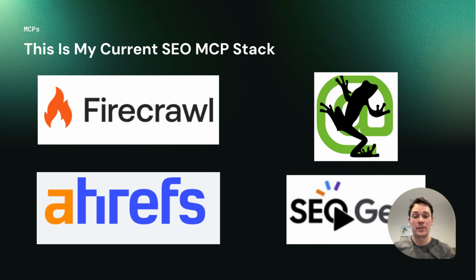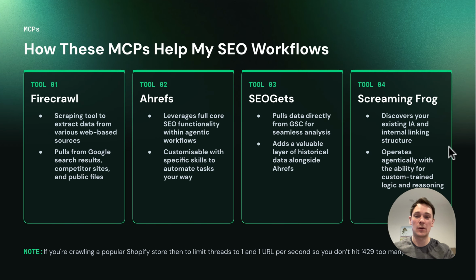So now for MCPs, this can layer on top of your markdown files to use the tools effectively with that context. So I've been using Firecrawl, Screaming Frog, Ahrefs, and SEO Gets. And how we've been using this is Firecrawl is essentially a web scraping tool. You can scrape Google results, competitor sites, and any public files on the web.